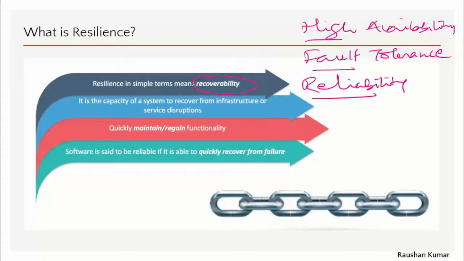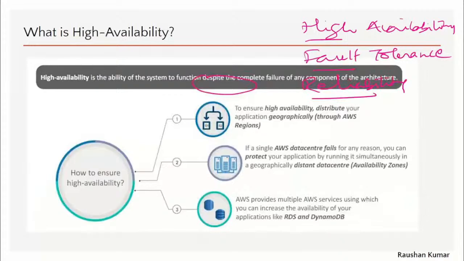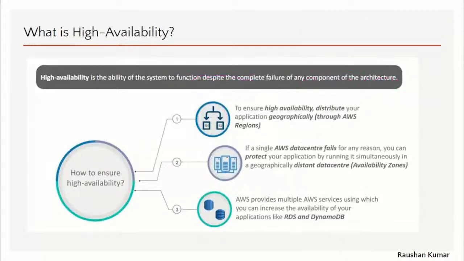Then we have the term fault tolerance or high availability. When I say high availability, even if failure is happening, my system is available. So how is that possible? There are multiple ways to achieve that.